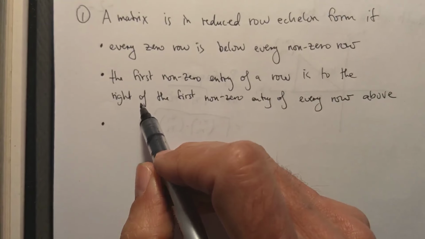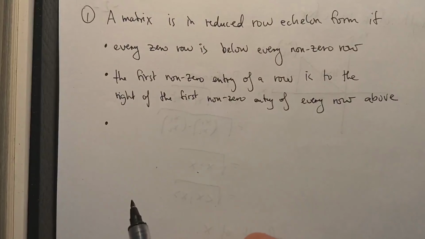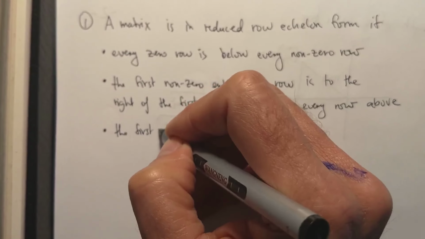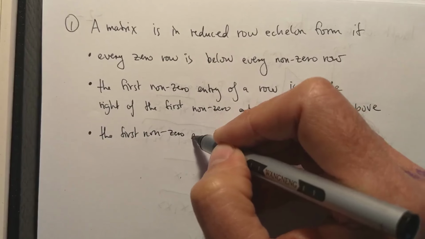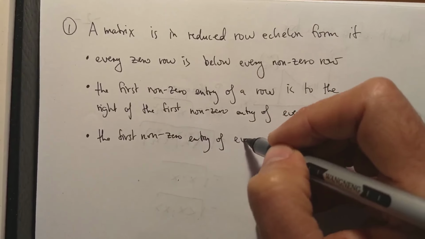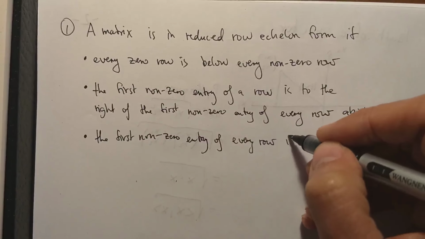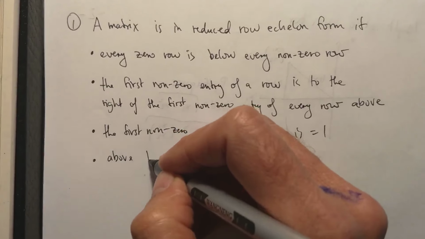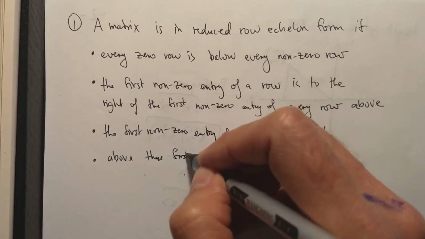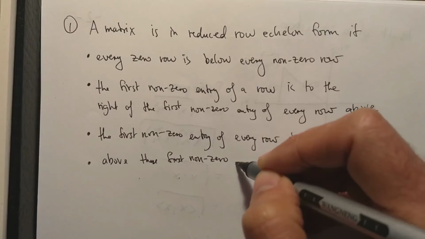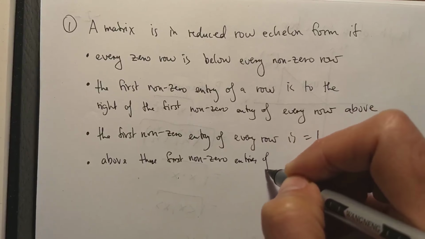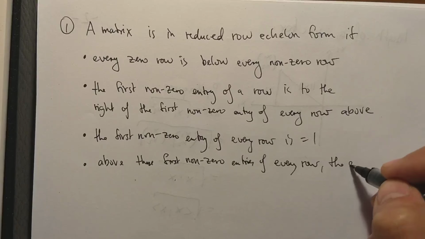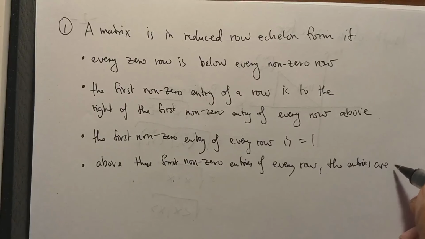So far, these are the conditions for the matrix to be in row echelon form, and then reduced row echelon form in addition requires that the first non-zero entry of every row is equal to 1, and above these first non-zero entries of every row, the entries are equal to 0.